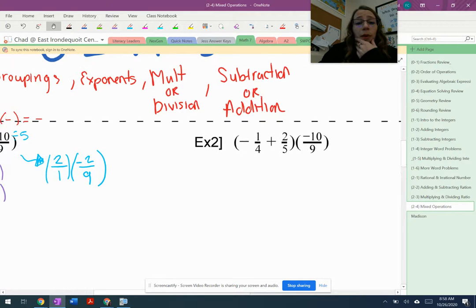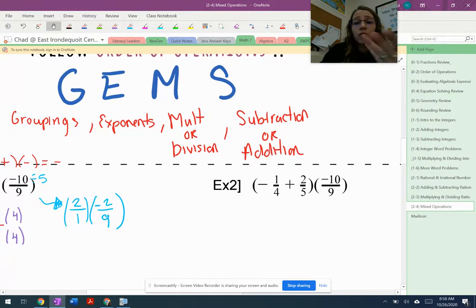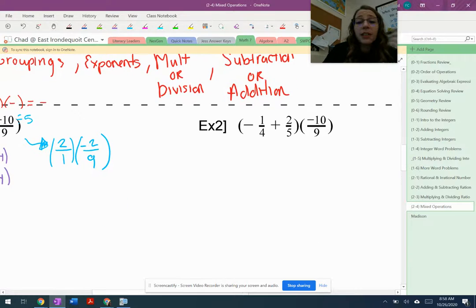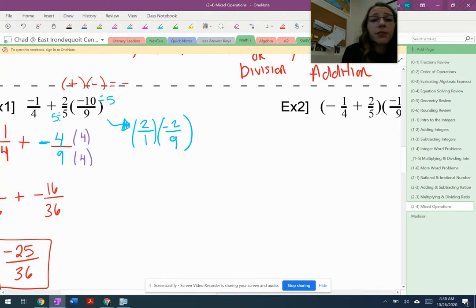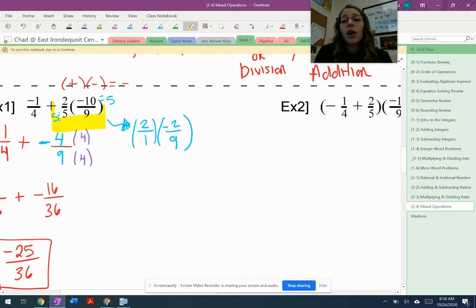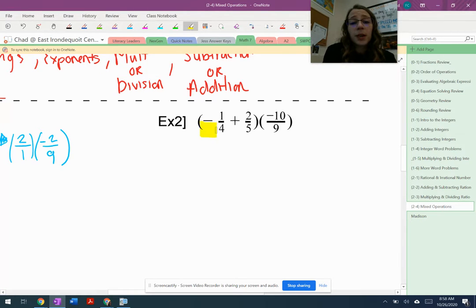So looking back at my order of operations, I'm starting with G, any groupings. And here I do have groupings to start with. Whereas in my first example, I started with that multiplication, over here in my second example, I'm actually starting with what's inside the grouping, with that addition.